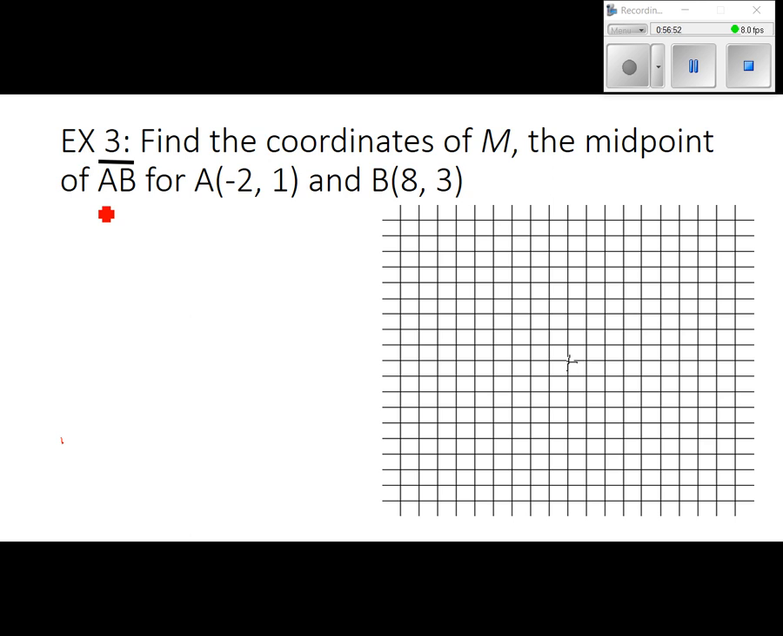The -2 here, is that our x1 or our x2? That's x1, that's y1, that's x2, that's y2.